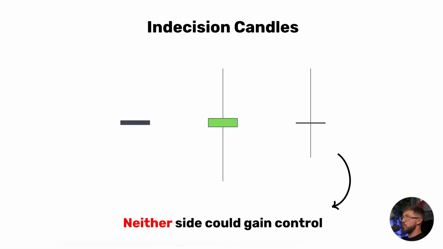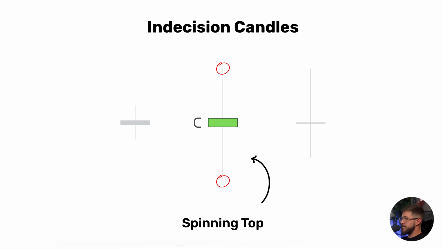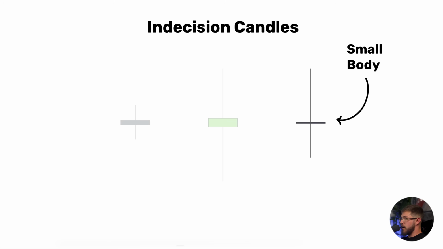Indecision candles show you when neither side could gain control, which often means that a big move is coming soon. The three patterns in this category are doji candles, where the open and close basically are right at the same price, spinning top candles, which are very similar, they just have larger wicks on both sides, and what I like to call small body candles, which are very small bodies regardless of the size of the wicks.